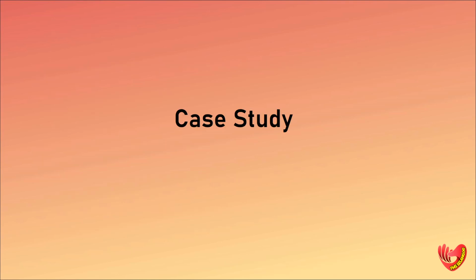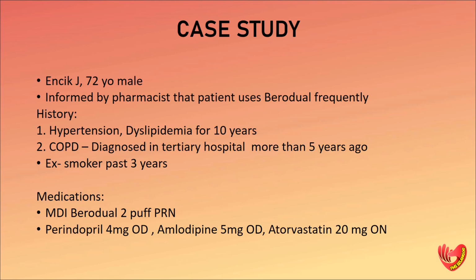Next, we will discuss a case study on management of COPD. Patient Encik J is a 72-year-old male. Your pharmacist has informed you that this patient has been using MDI Brodua frequently since the last meeting. He has underlying hypertension, dyslipidemia, and COPD. His COPD was diagnosed more than 5 years ago in a tertiary hospital. He stopped smoking 3 years ago. Currently, he is on MDI Brodua 2-puff PRN, and other medications for hypertension and dyslipidemia.